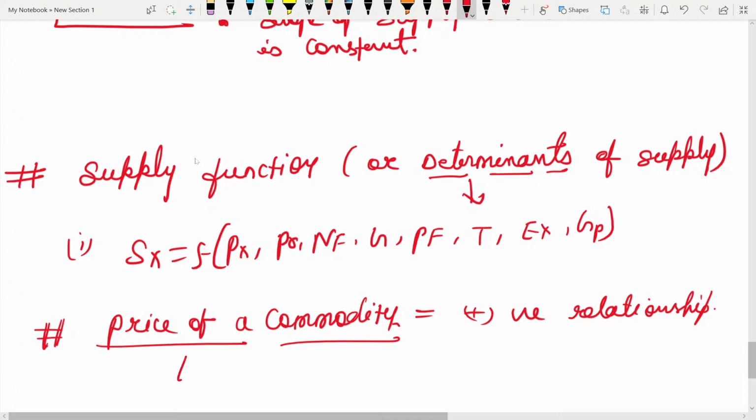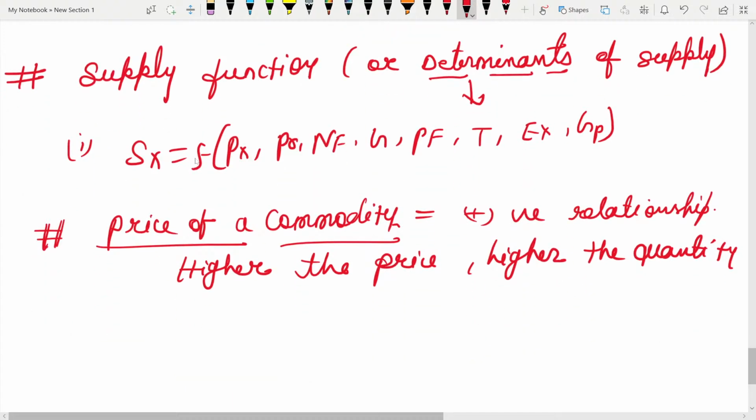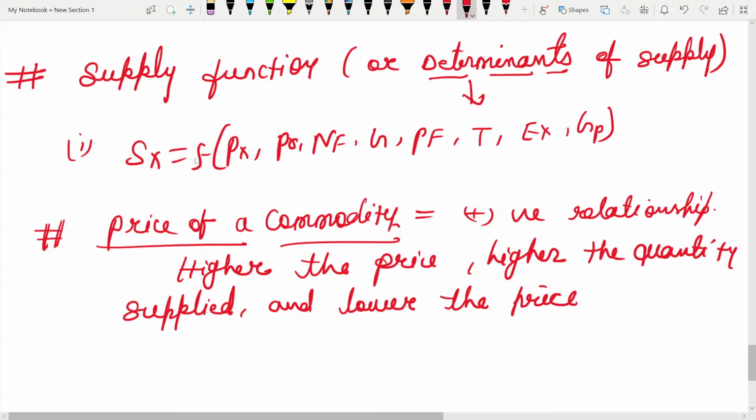Okay, so higher the price, higher the quantity supplied, and lower the price, lower the quantity supplied.